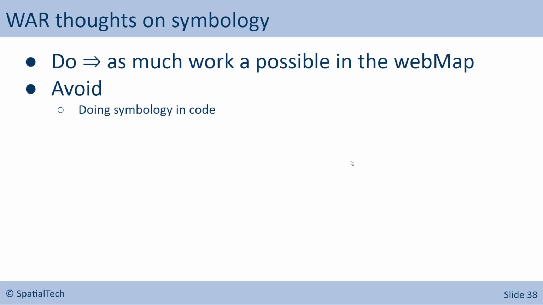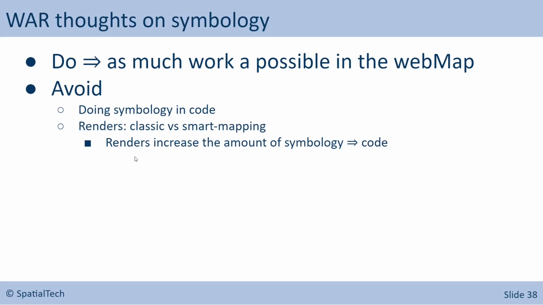There are cases where you can't avoid it, but if you can, do it up in the web map. Even doing one symbol, say I want all the dots to be red, is probably 4 or 5 lines of code already. Then there are renderers, the classic unique value renderers, class break renderers, and a whole bunch of new renderers under smart mapping that do similar things. Renderers increase the amount of symbology, and therefore the amount of code.